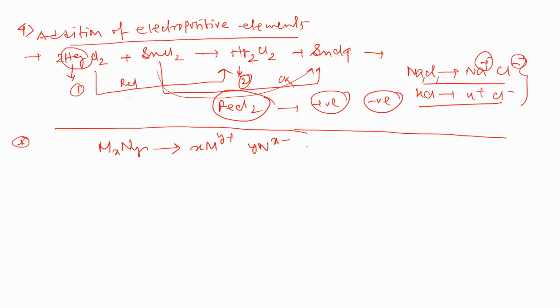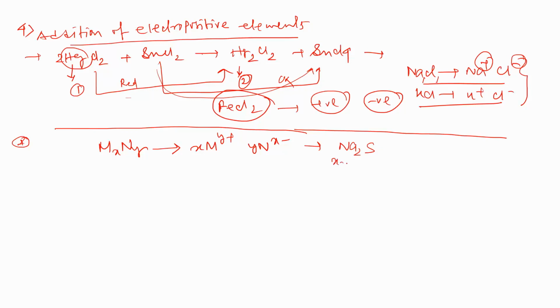I will show you some examples here, like Na2S. So here the sodium and the sulfur. We know the sodium is the cation and sulfur will be the anion. And sodium, this is the 2.